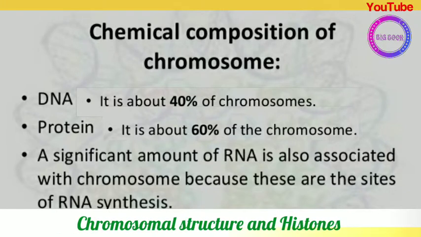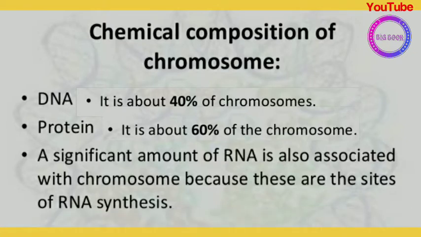The chemical composition of a chromosome is DNA, protein, and a significant amount of RNA, which are the sites of RNA synthesis, where the DNA comprises 40% of the chromosome and the proteins comprise 60% of the chromosome.